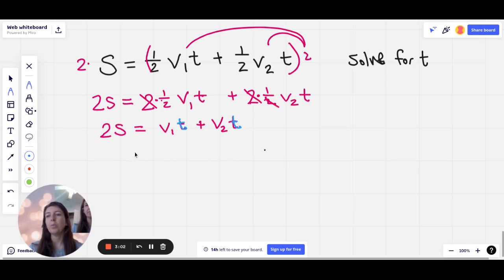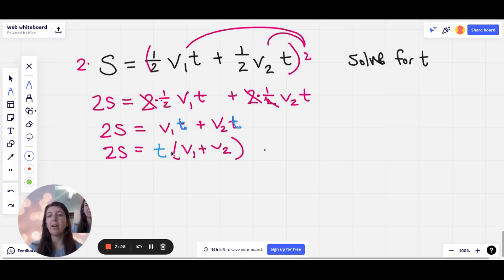If I notice carefully, I see that I have a t in both terms over here on the right side. So what I'm going to do is factor out the t, and what I'm left with is V1 plus V2, and that equals 2s. So if I look on the right side, I see that there's 2 factors. I've got a blue t over there. This is one factor, and this is my second factor, V1 plus V2.